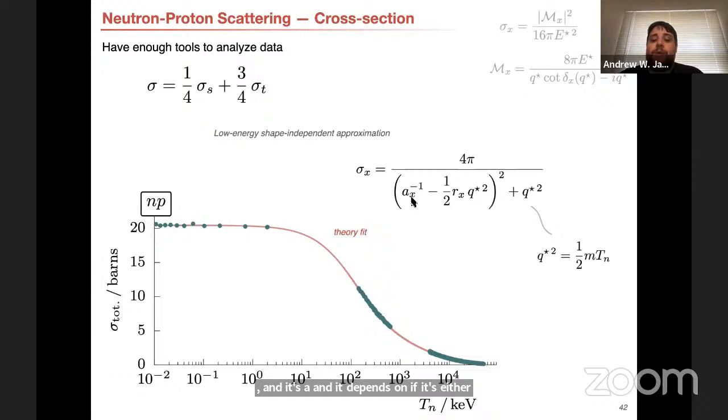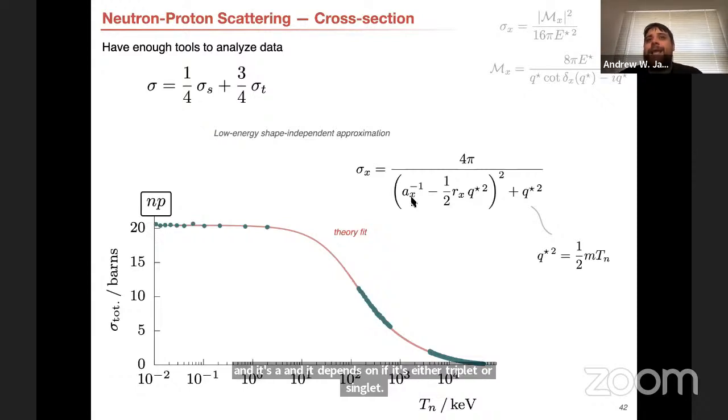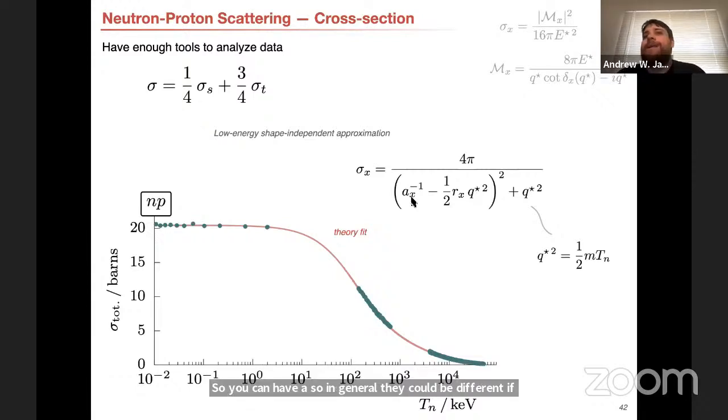So in general, they could be different. If you find that they're the same, well, then there is no spin effect. In general, there is a spin effect. So A of S will be different than A of T. We have the effective range here. I'm ignoring all other higher order terms. And it's a function of q star squared, which is a function of the center of momentum frame energy.